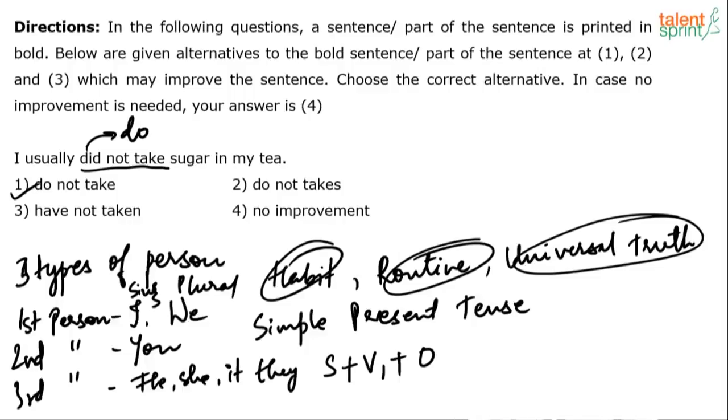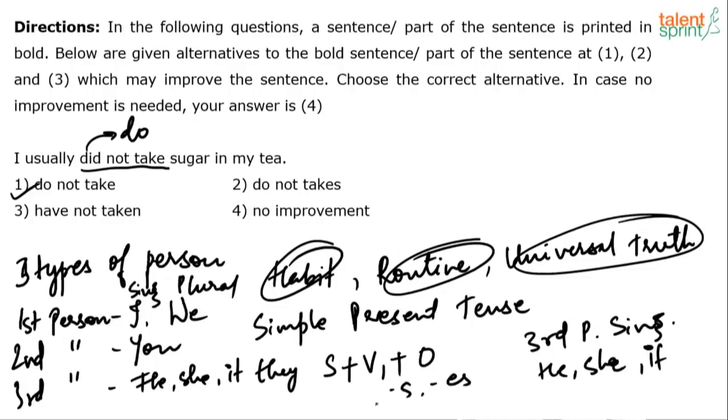Now, when we talk about simple present tense, when we talk about third person singular number, that is he, she, and it, what happens is with the verb we use an S or an ES. So I can say I go to college, she goes to college. Okay, he goes to college. I play the guitar, he plays the guitar, she plays the guitar. Okay, I hope this is clear. Please remember this. Let's move on to the next question.